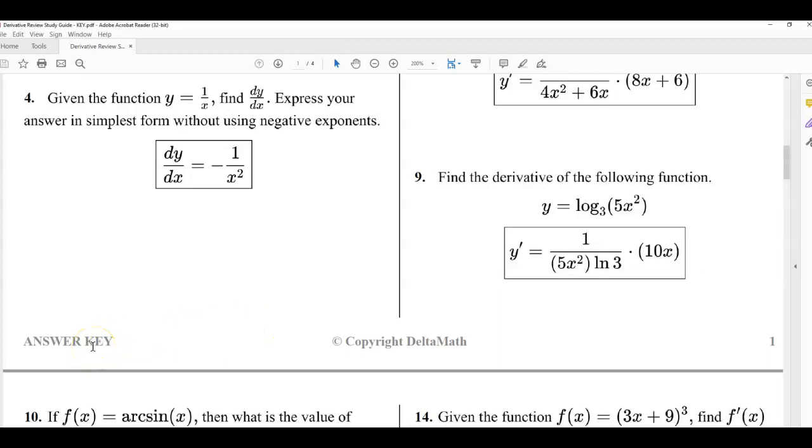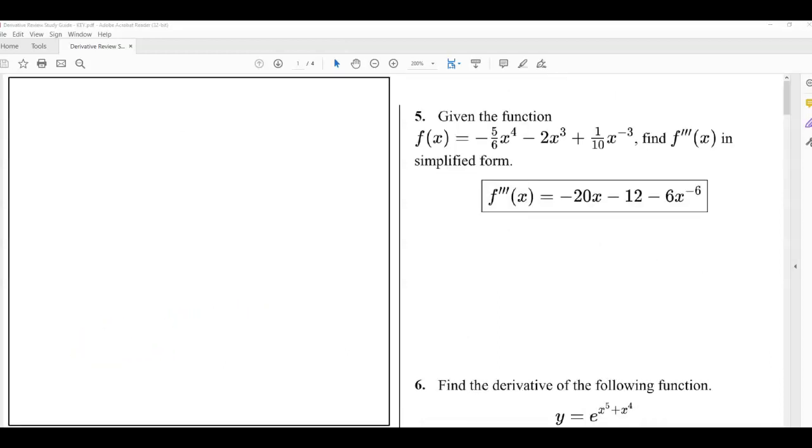Let's go and take a look at the next one. All right, so number 5, they give me this function here, and they're asking me to find the third derivative. It's the third derivative because there's 3 of those little marks there. So you're just going to do the power rule a whole bunch of times.